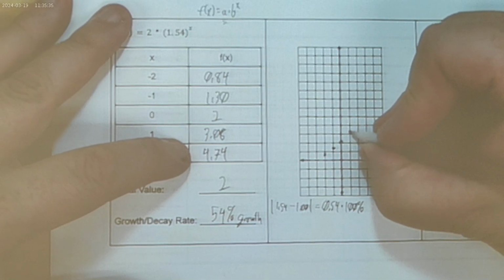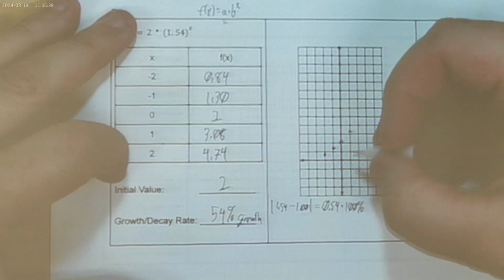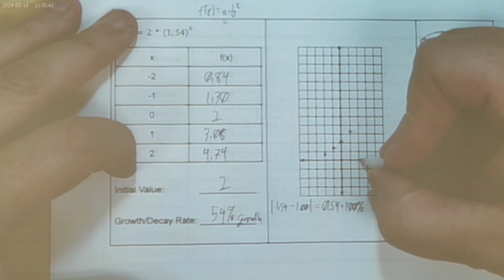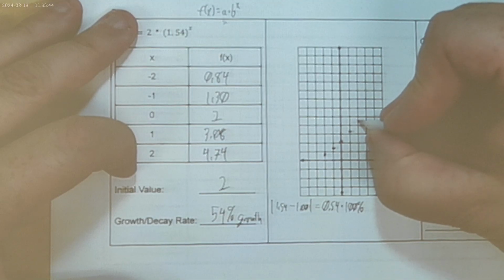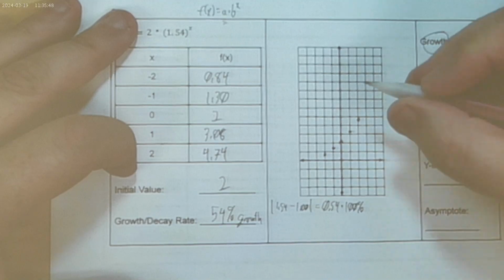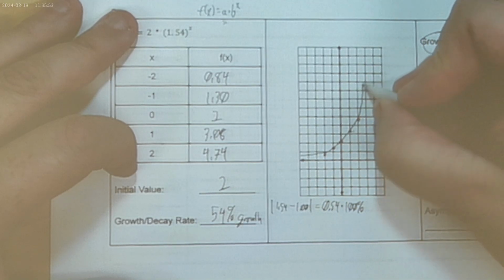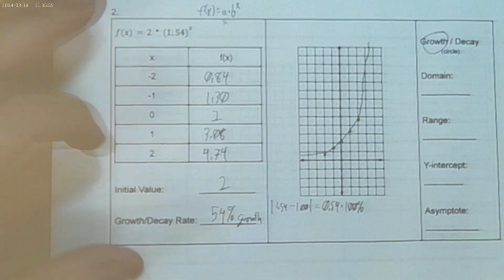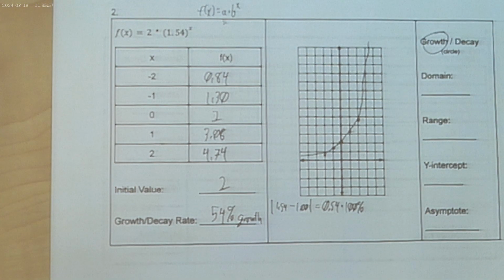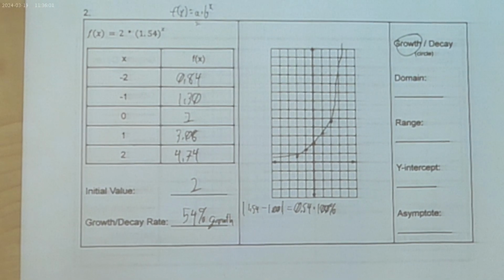And then the last one, if x equals 2, then we have 4.74. 1, 2, and then 1, 2, 3, 4.74. Put that right there. And there we go. That is our growth formula. So we're going to go over and start answering questions about this growth formula.